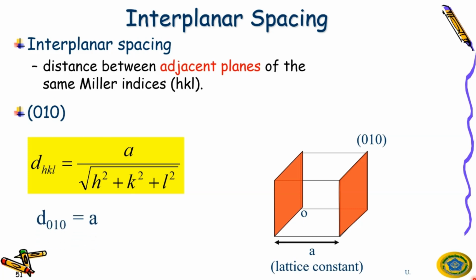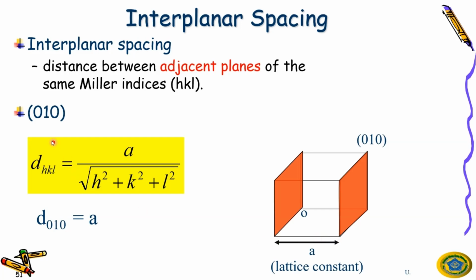For example, in this case, this is the plane (010). So d is the interplanar spacing, right? d_010 equals what? Here is 0, here is 1, here is 0. So root of 1 squared, that will be 1. So the d spacing of the (010) plane is equal to a. And a is what? Edge length. And you can see very clearly.